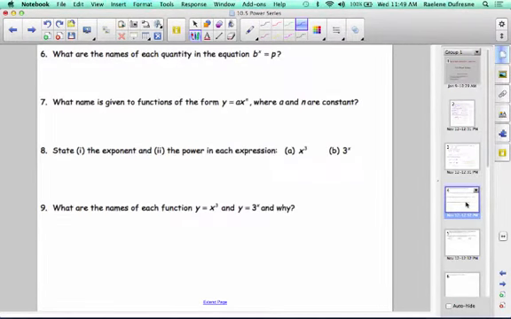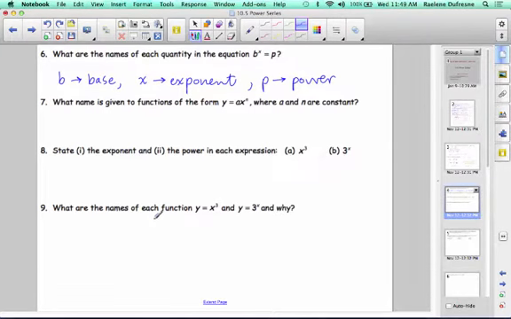In number 6, what are the names of each quantity in the equation b to the x equals p? b stands for base, x for exponent, and p, the result of a base raised to an exponent, stands for power. The reason this question is here is to remind us not to call the little number up as an exponent on the base. Do not refer to it as a power.